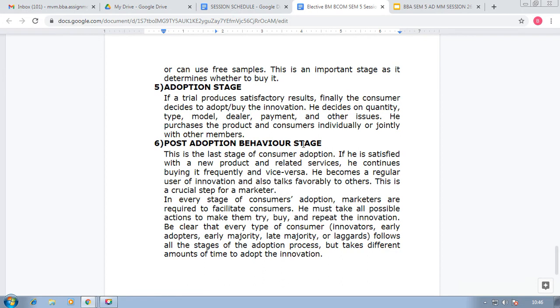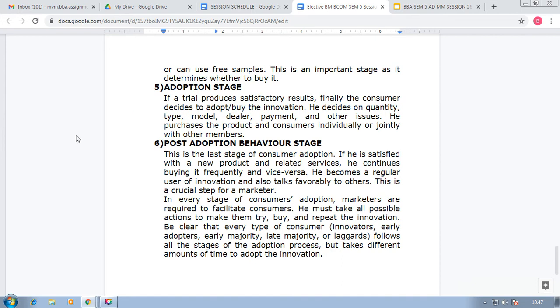એટલે માર્કેટર્સ માટે આ સ્ટેપ બહુ ક્રુશિયલ છે કે જો કન્ઝ્યુમર્સ એડોપ્શન સ્ટેજમાં સેટિસ્ફાઈ થશે તો જ પોસ્ટ એડોપ્શન સ્ટેજમાં કન્ઝ્યુમર્સ પ્રોડક્ટ માટે સારી સારી વાતો ફેલાવશે, બીજા કસ્ટમર્સને એના માટે અવેર કરશે, ઇન્ફ્લુઅન્સ કરશે. અહીંયા જ કન્ઝ્યુમર ડિસસેટિસ્ફાઈડ છે તો હી ટોક્સ નેગેટિવલી અબાઉટ ધ પ્રોડક્ટ્સ. So in this stage of adoption, students, marketers are required to facilitate consumers. He must take all possible actions to make them try, buy and repeat the innovations.